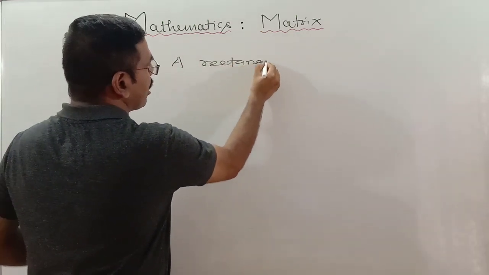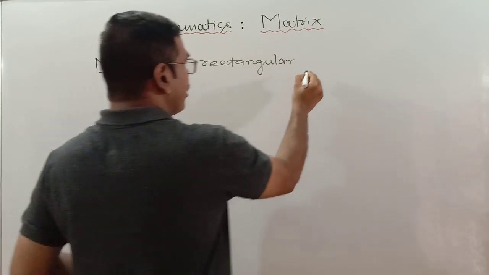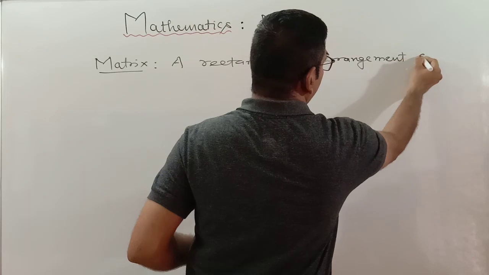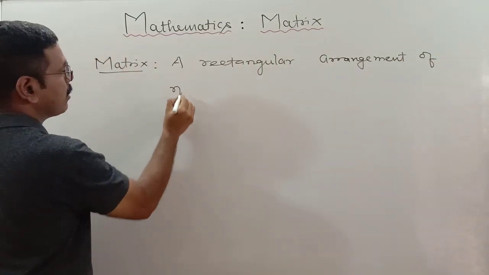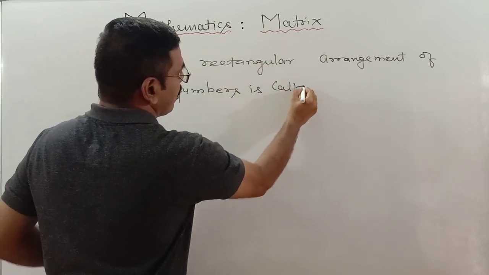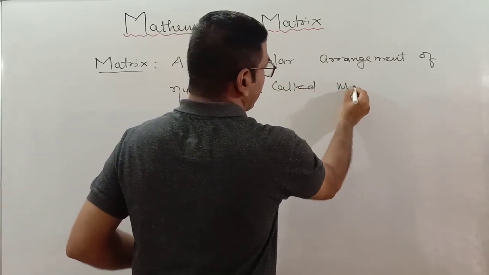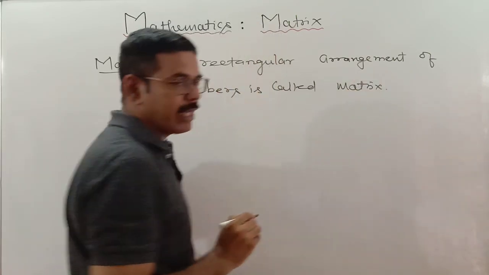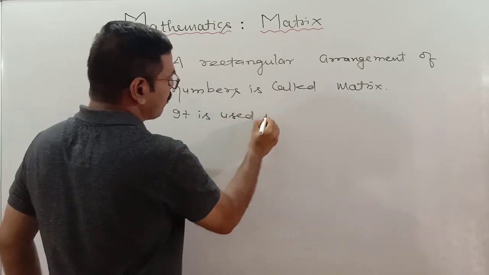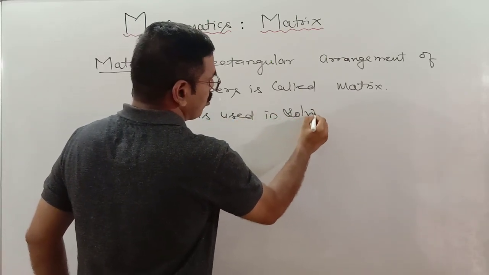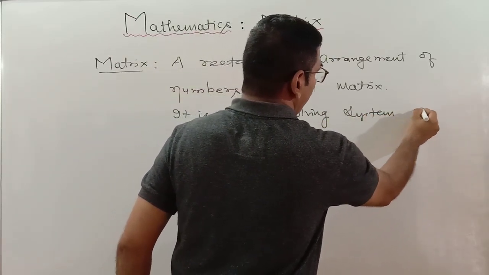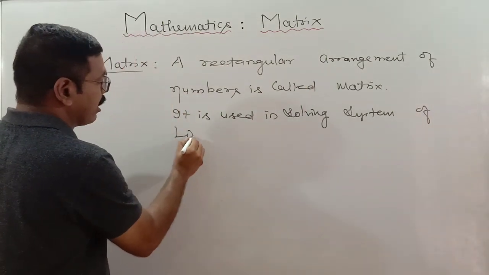A rectangular arrangement of numbers is called matrix. Okay, it is used in solving system of linear equations.